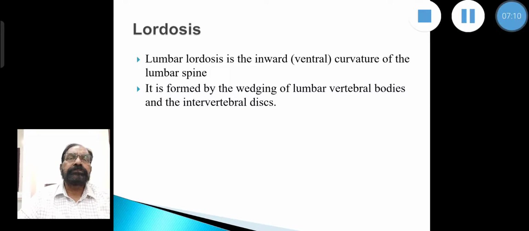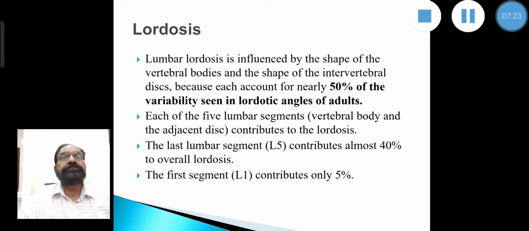Lordosis. Lordosis is the inward ventral curvature of the lumbar spine. It is formed by the wedging of the lumbar vertebral bodies and the intervertebral discs. Lumbar lordosis is influenced by the shape of the vertebral bodies and the shape of the intervertebral discs, because each account for nearly 50% of the variability seen in the lordotic angles of the adults.